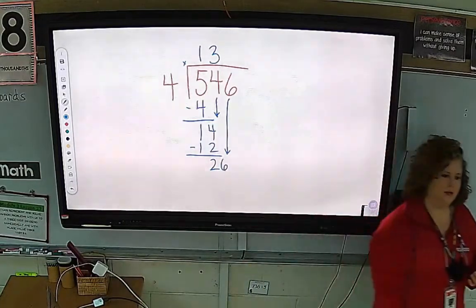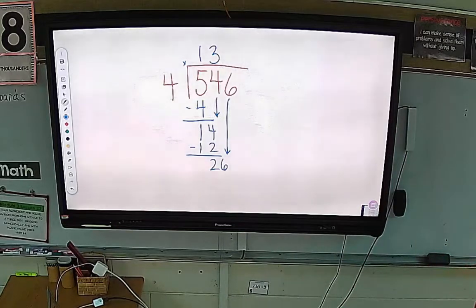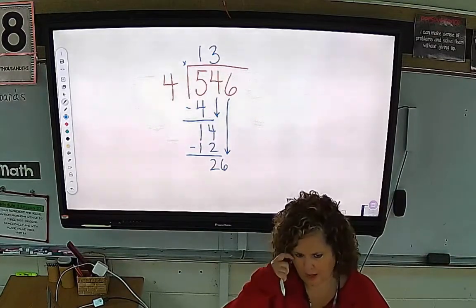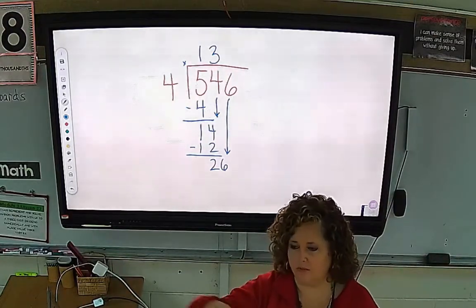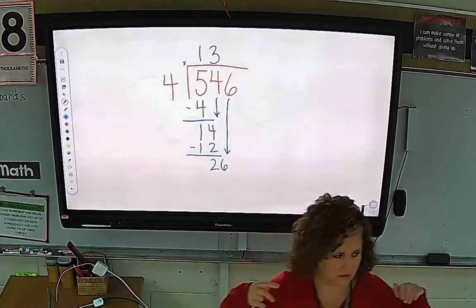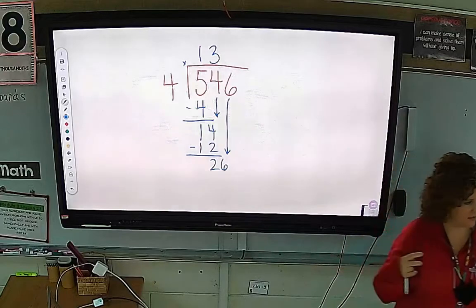26. See, now this time, all these numbers aren't working out perfectly even. I wanted you to have a problem like that so that we could see how this one works. How many 4s can I get out of 26? What's the most I can get? 24.